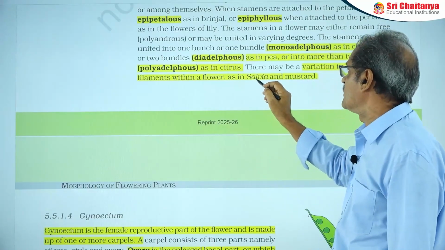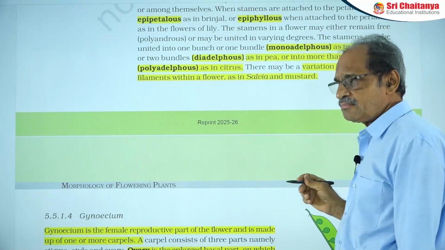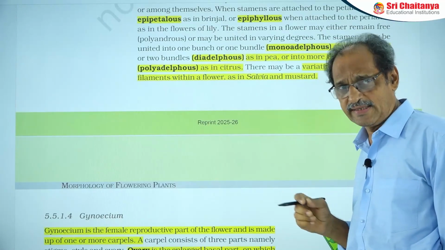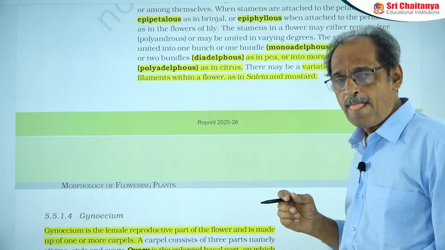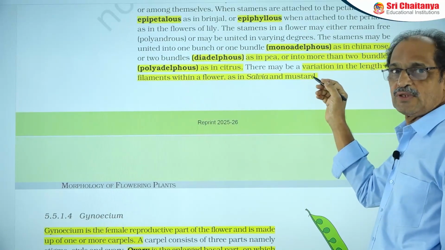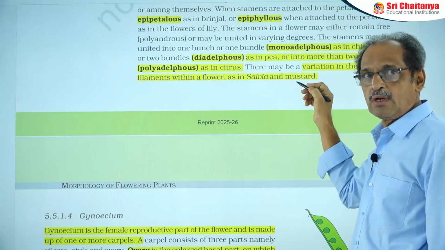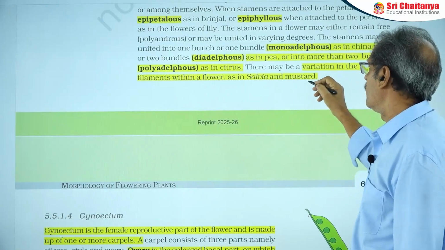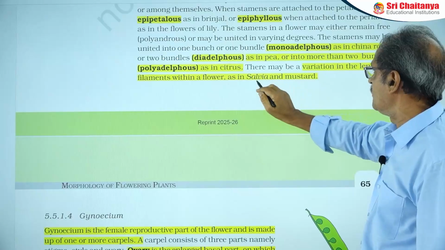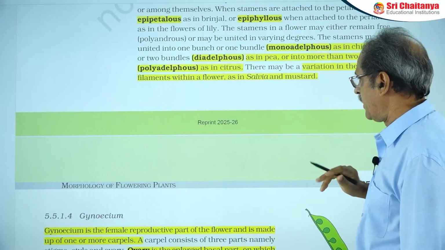That is called didynamous. And mustard, tetradynamous, Brassicaceae, the mustard family. Here the total number of stamens is 6, 2 plus 4. That means outer whorl 2, inner whorl 4. Outer whorl are short and inner whorl are long. This is tetradynamous. It's important. Didynamous, tetradynamous: Salvia and mustard.